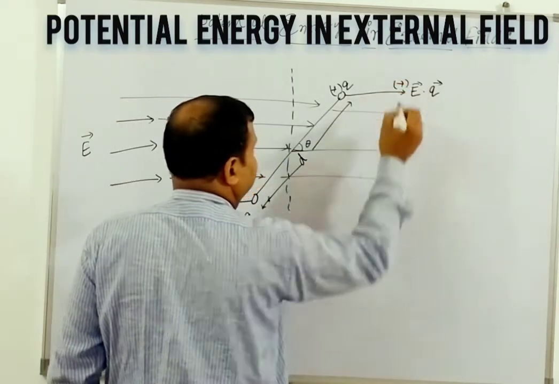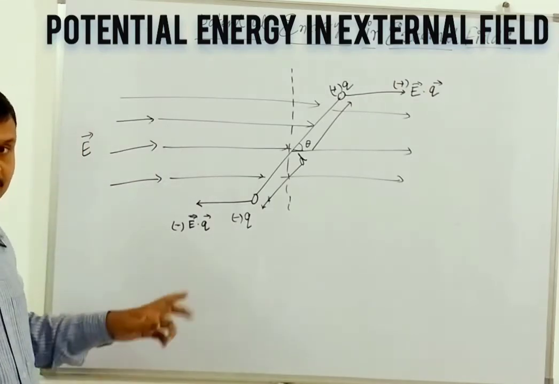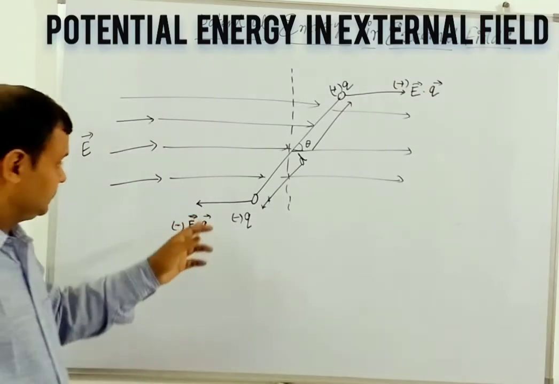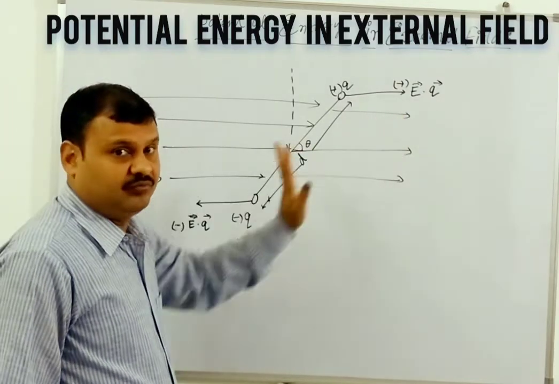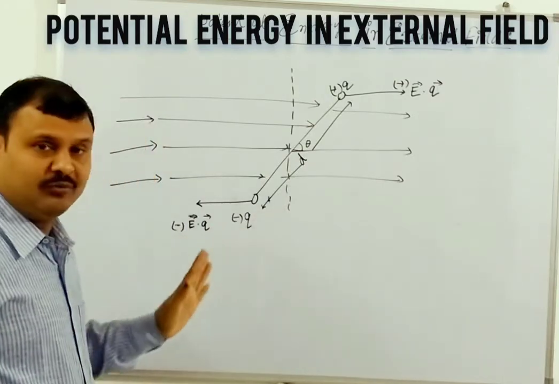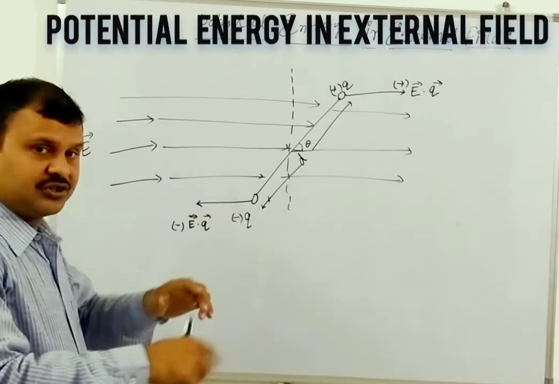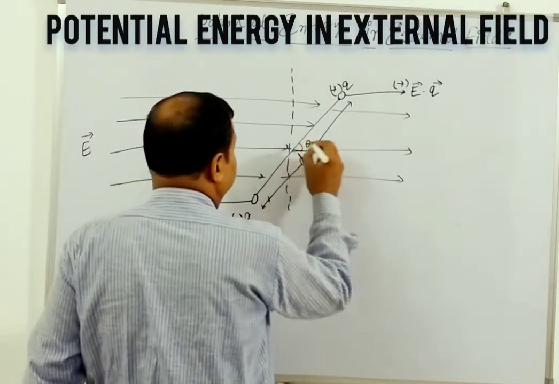Okay. The net force as for the dipole, minus EQ and plus EQ. So it is neutral, it is zero. So no linear movement is here, but still some force is working. So what will happen if it is the midpoint?